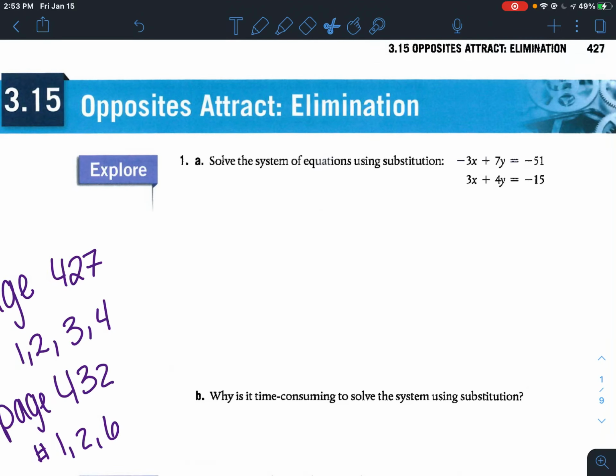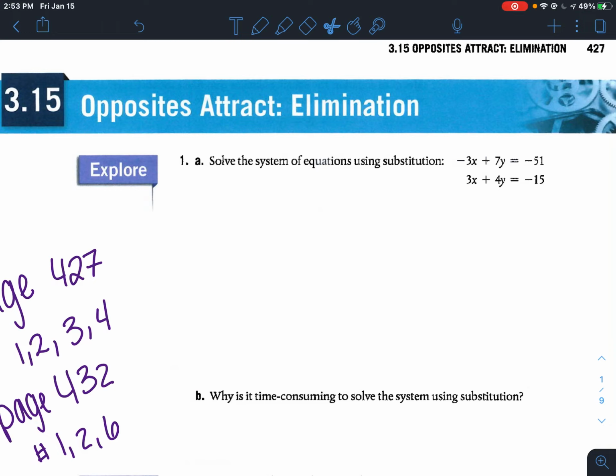Right, today we are on 315, our last day on systems. Yesterday we did graphing and substitution. Today we are working on elimination. I would say this one's my least favorite of the three, but it can be very useful in some situations.